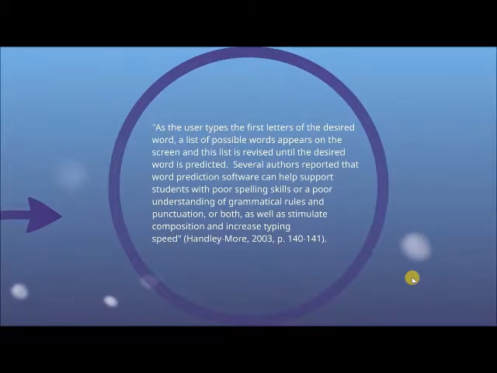Ben is below average in cognitive processing and written output. As I mentioned, Read and Write provides word prediction technology, and according to research, as the user types the first letters of the desired word, a list of possible words appears on the screen, and this list is revised until the desired word is predicted. Several authors reported that word prediction software can help support students with poor spelling skills or a poor understanding of grammatical rules and punctuation, or both, as well as stimulate composition and increase typing speed.